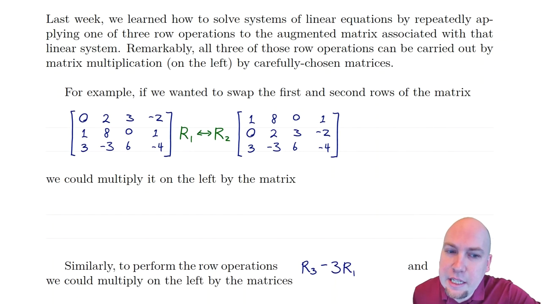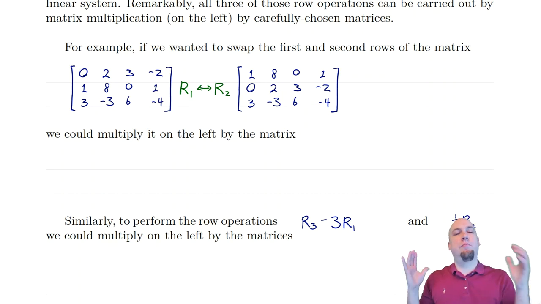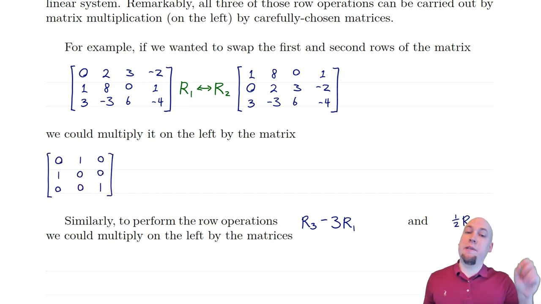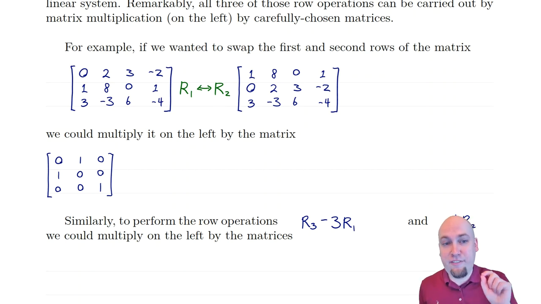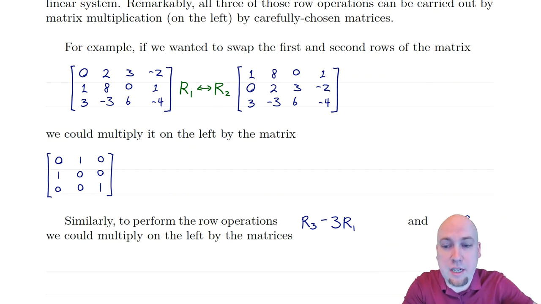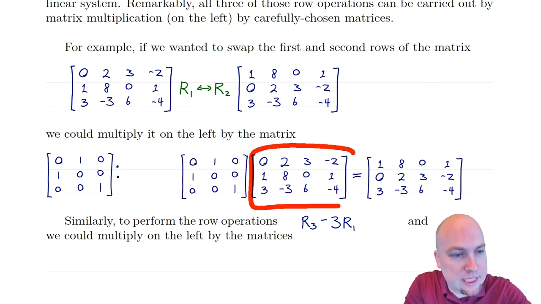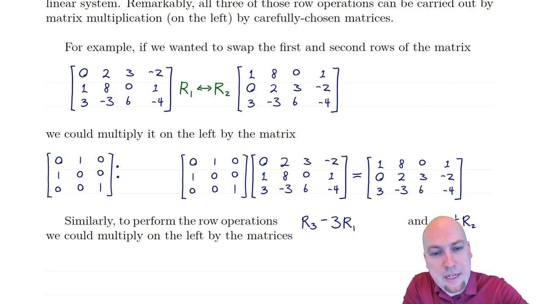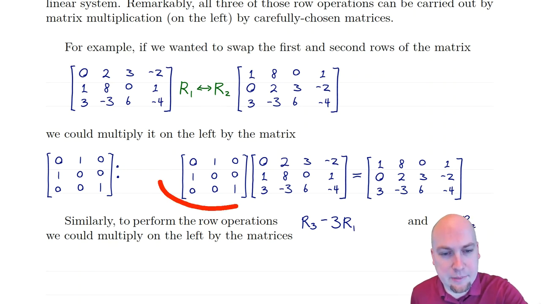Now the neat thing though is that instead of doing that row operation, alternatively, we could have multiplied our starting matrix on the left by some cleverly chosen matrix. In particular, I claim if we multiplied it on the left by this matrix, it would have the exact same effect as doing that row swap that we just talked about. So let's do that calculation. If we take our original matrix here, the matrix that we started with up here, and multiply it on the left by this elementary matrix, this is something that I'm calling an elementary matrix.